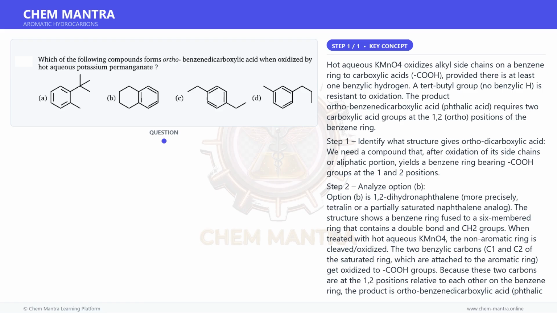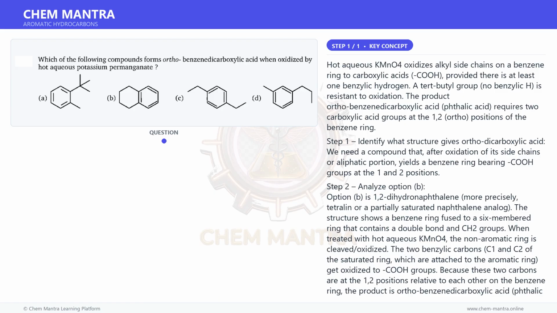Step 2. Analyze option B. Option B is 1,2-dihydronaphthalene, more precisely tetralin or a partially saturated naphthalene analog. The structure shows a benzene ring fused to a 6-membered ring that contains a double bond and CH2 groups. When treated with hot aqueous KMnO4, the non-aromatic ring is cleaved, oxidized.